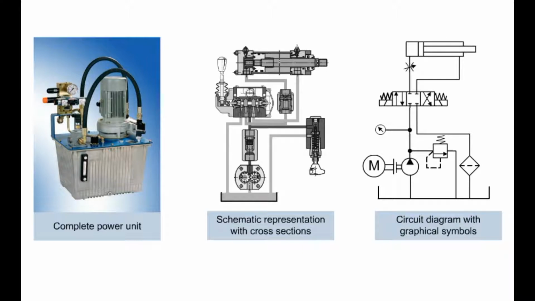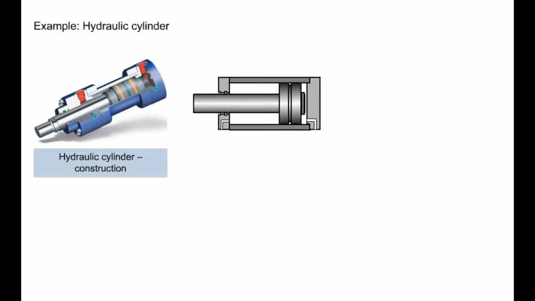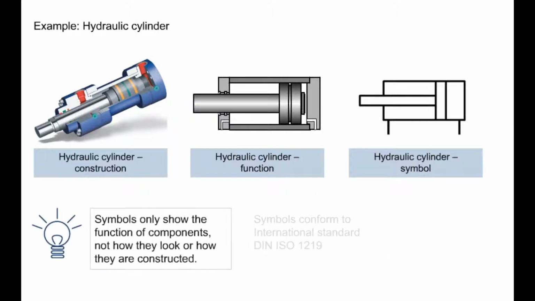Symbols are essential for the planning, assembly, testing, operation, maintenance, troubleshooting, and documentation of a hydraulic system. Symbols illustrate the exclusive function of a component or device. Some symbols also show activation procedures. Symbols are not used to represent the construction of a device. It is important that the symbols used are uniform for understanding. Therefore, graphical symbols are subjected to International Standard DIN ISO 1219.